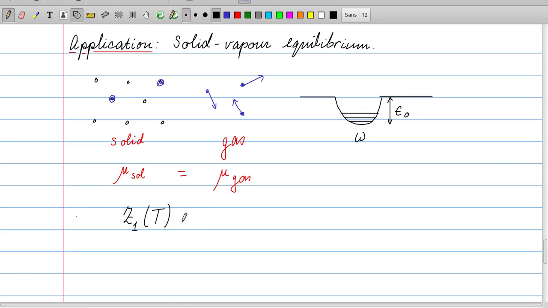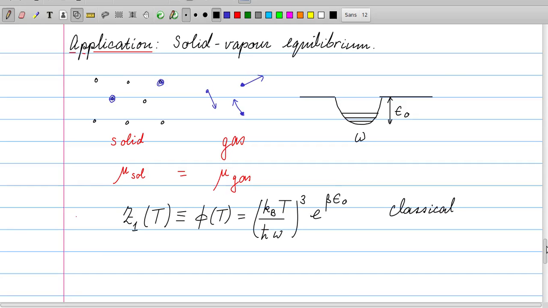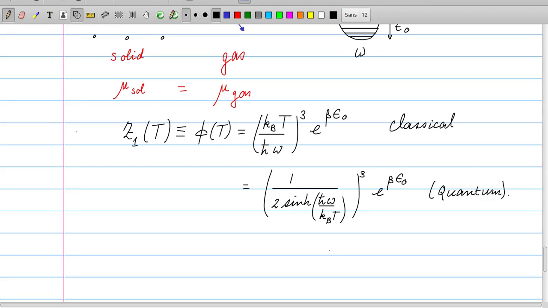So the harmonic oscillator partition function at temperature T, we call that phi, which is a function of T. And we know for a fact, because we have already analyzed the quantum harmonic oscillator, that this is given by (k_B T over h-bar omega) to the power 3, because we have three dimensions. And then we have an additional factor, because the bottom of the potential well is not 0, but it's minus epsilon 0. And so we have an additional term, which is e to the power beta epsilon 0. And so this is the classical result. And for the quantum case, we have this expression, which involves the hyperbolic sine of h-bar omega over k_B T.